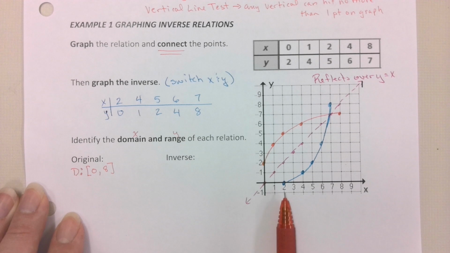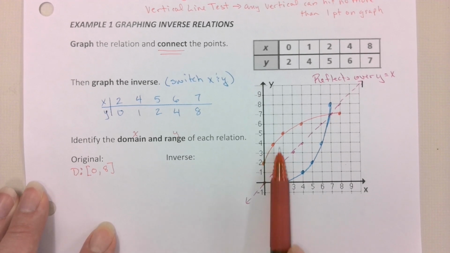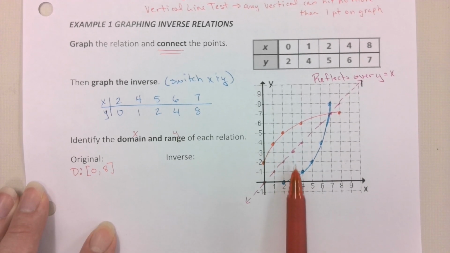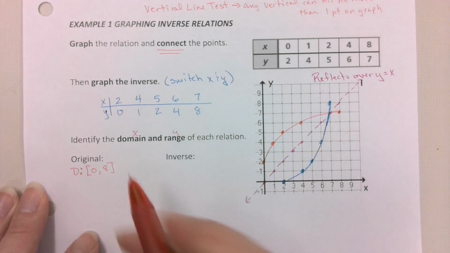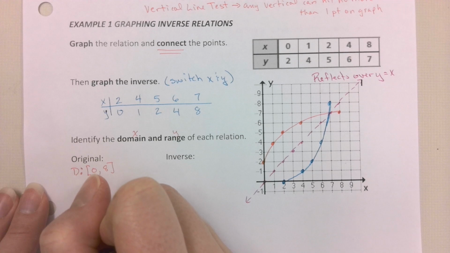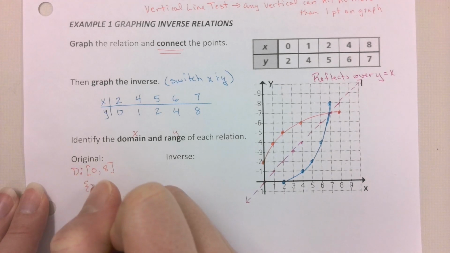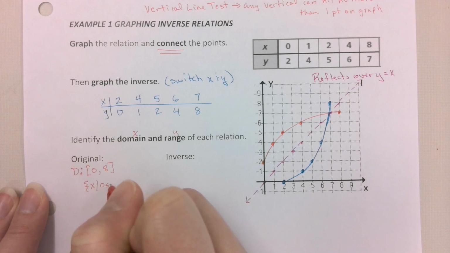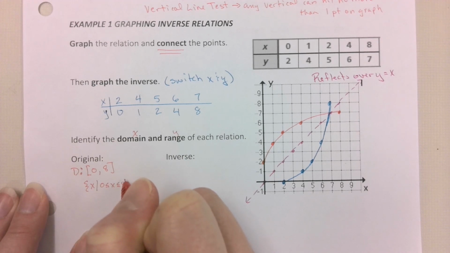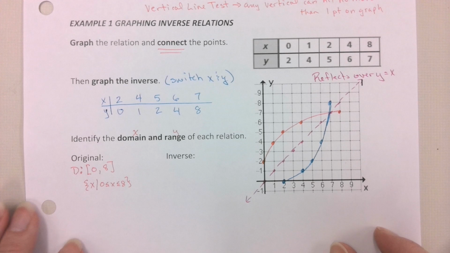I can pick anything in between. If I go to 1.5, there's a point on the line. If I go to 2.9, there's a point on the line. Okay. If I want to do this in set builder notation, we have our bracket, x such that 0 is less than or equal to x, which is less than or equal to 8, with a bracket.